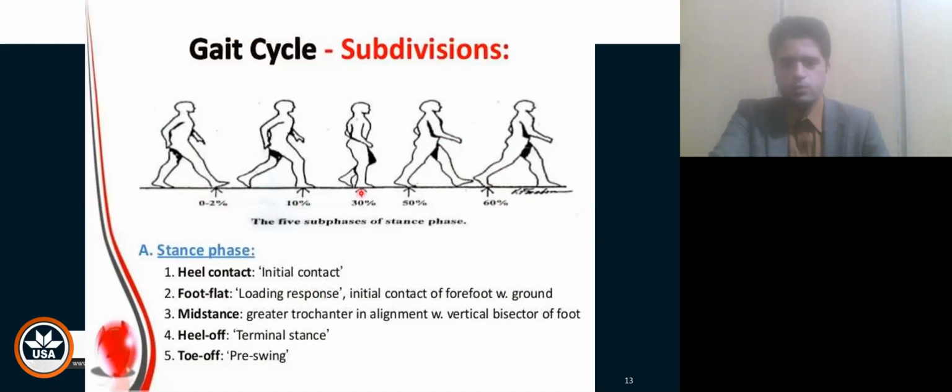2 to 10, 10 to 30, 30 to 50, and 50 to 60. Stance phase: heel contact or initial contact. Foot flat is the loading response. Mid stance, when the tibia is in alignment. Heel off or terminal stance. Toe off or the pre-swing.